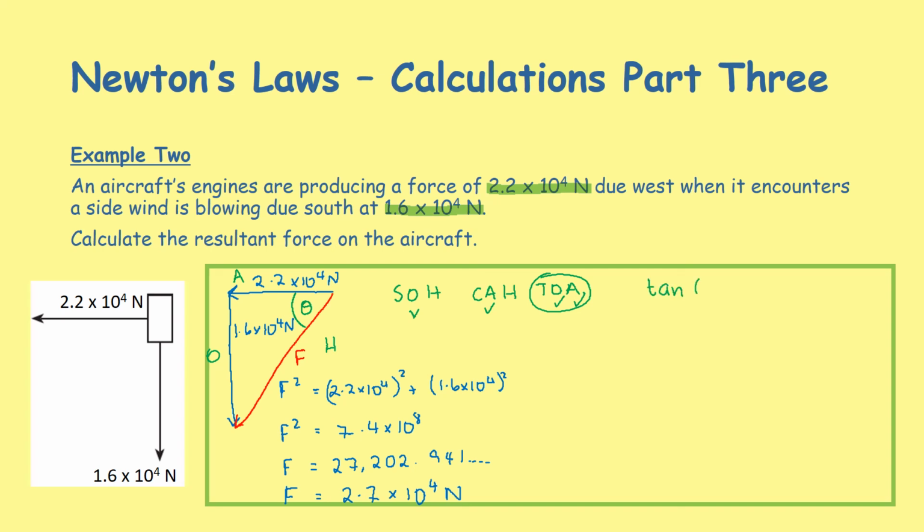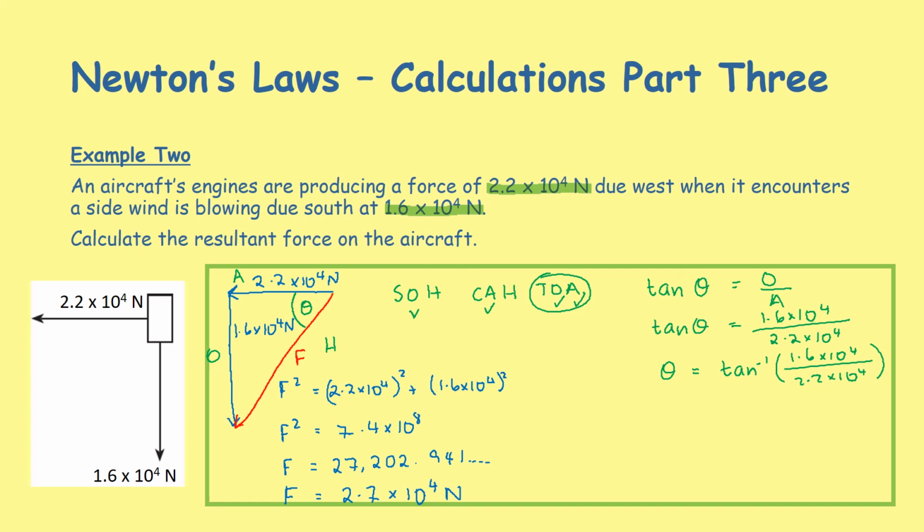Tan of our angle equals opposite over adjacent. Filling in our numbers, we have tan of our angle equals 1.6 times 10 to the power of 4 divided by 2.2 times 10 to the power of 4. And then we need to rearrange this. Theta equals the inverse of tan of 1.6 times 10 to the 4 divided by 2.2 times 10 to the 4. We want to put this whole thing into our calculator.